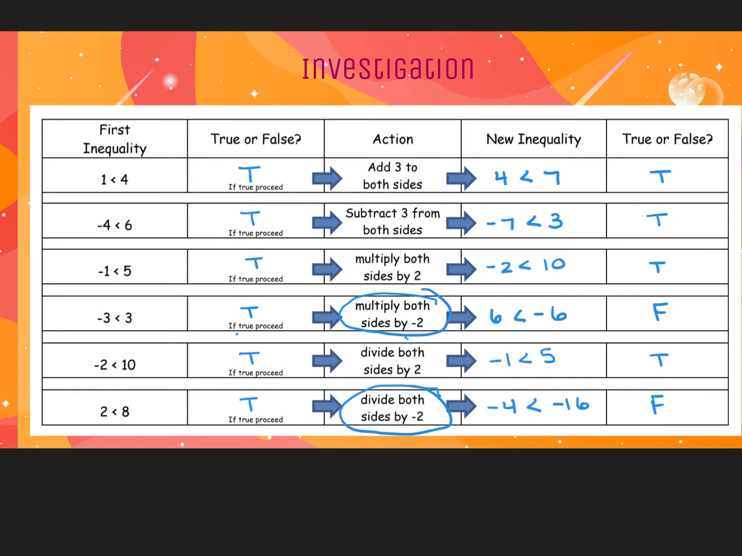What can we do to fix it and make the inequality true? We can flip the sign. So simply looking here, I can flip this sign to 6 is greater than -6, which makes it true. I can flip this sign here that says -4 is greater than -16, which would make it true. So that is why when we multiply or divide by a negative number, we have to flip the inequality sign.